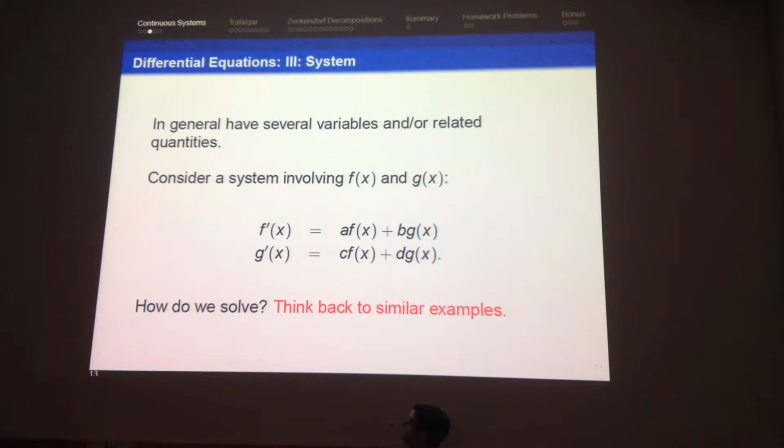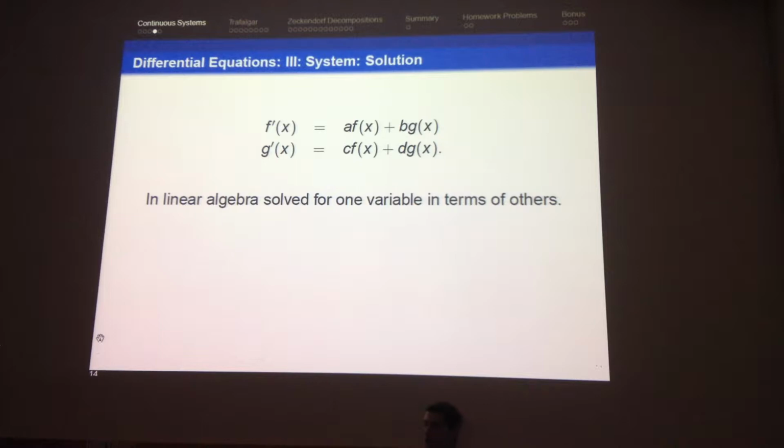In algebra, we solve for one variable in terms of the others. Well, let's solve for one function in terms of the others. Does it really matter if you solve for f in terms of g or g in terms of f? No. Which should we do? F. Right? And by that, I'm going to interpret that the way I want.